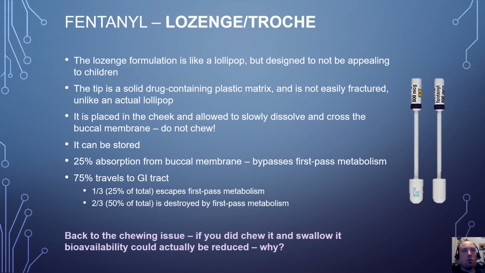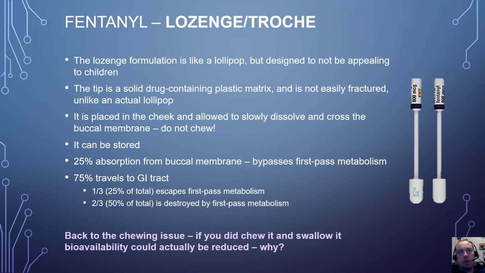The other dosage form that's not used quite as often is the lozenge. It's not really a troche as much as it is a lozenge form, although it looks like a lollipop. It's actually quite different from a lollipop, because first of all, it's not designed to be appealing to children, of course, because that would be extremely dangerous. But also, this is a plastic tip, and the drug is dissolved or embedded in the plastic matrix, which is a little strange and a little different.